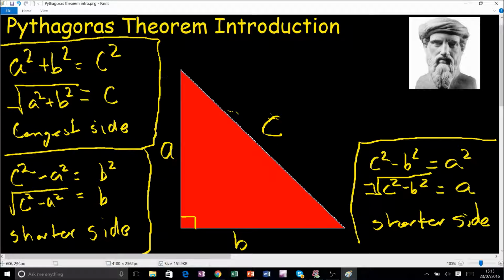Okay, but anyway, I'll be doing a video where I go through some examples of this, but this was just a little bit of an introduction to Pythagoras' theorem and what he basically found out and what he said.